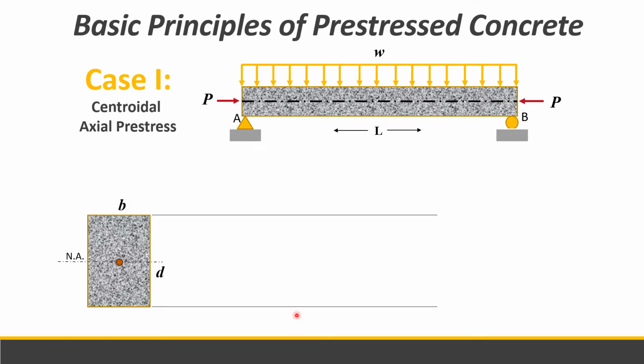Now, given this beam with distributed load omega, this is our section. Titingnan natin yung mga stresses na magka-create pag nag-induce ng pre-stress force P at yung load na omega. Before we proceed, let us note that sa our sign convention, compression is negative and tension is positive.